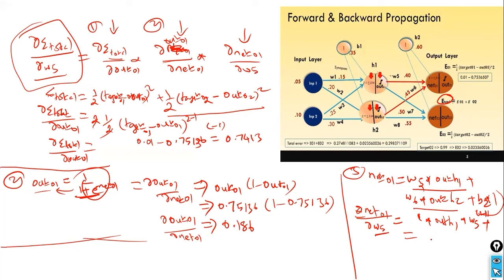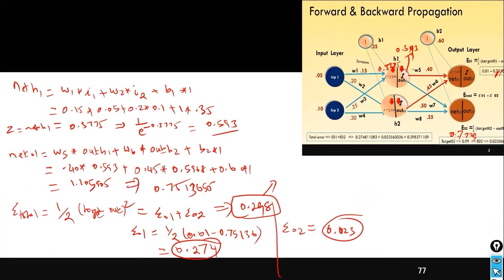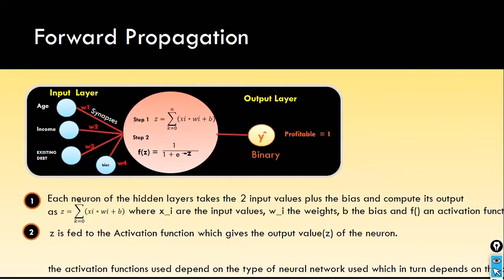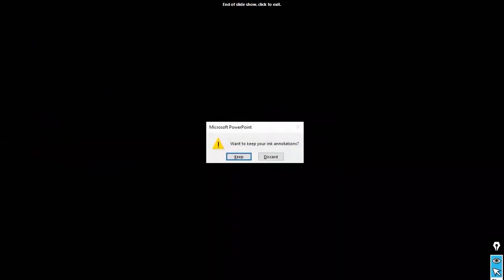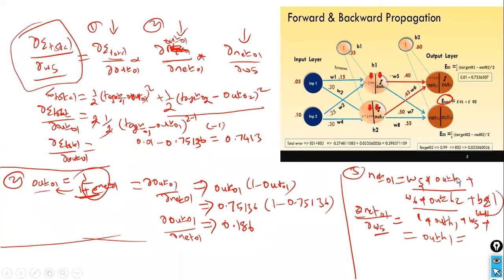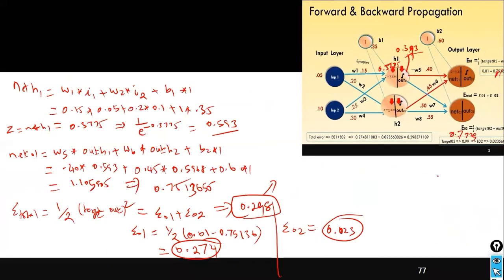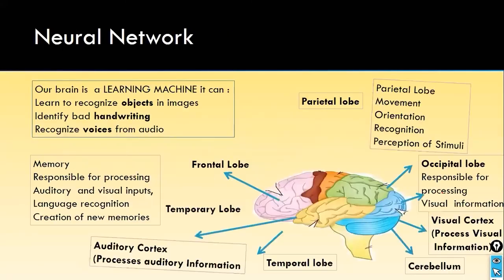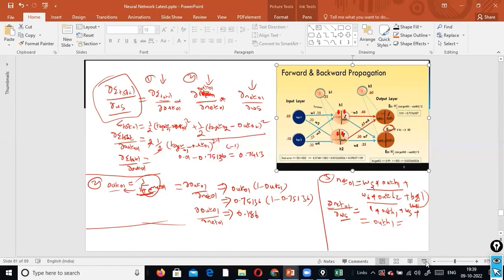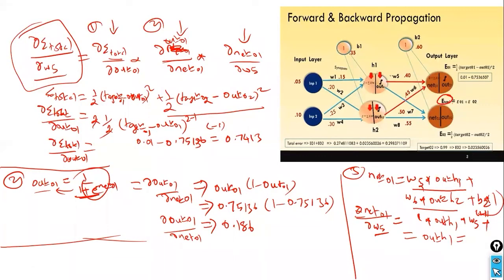Out H1, we already computed, right? How much did we compute? On the previous slide, this is 0.593. We already computed it as part of the forward pass.